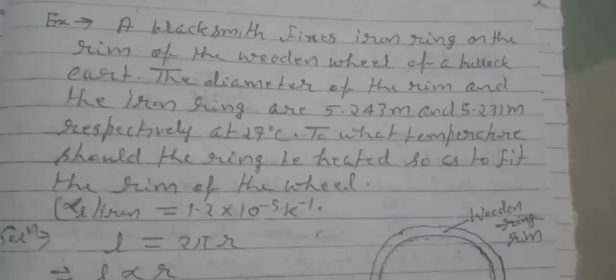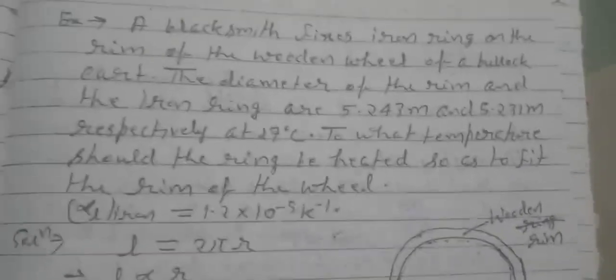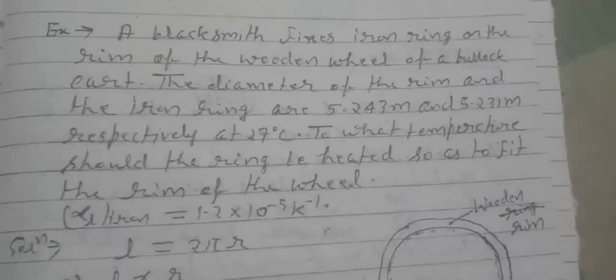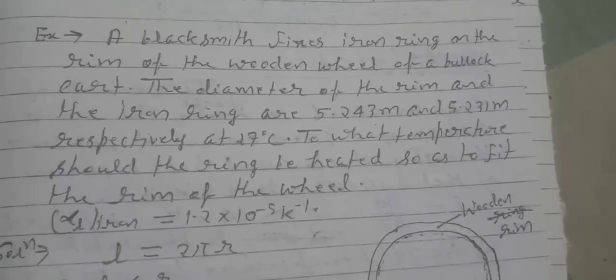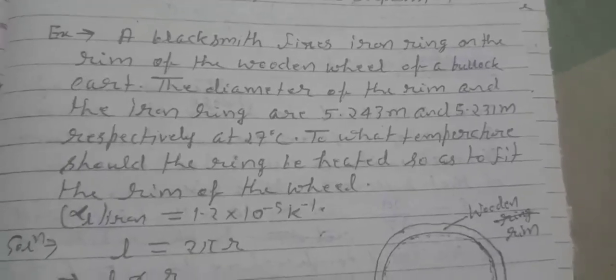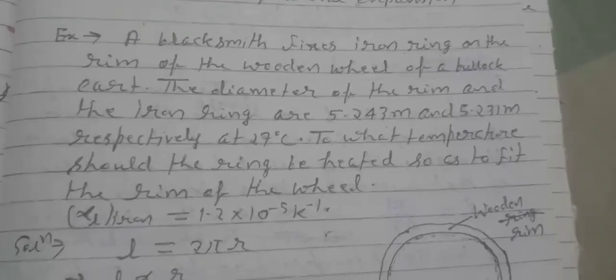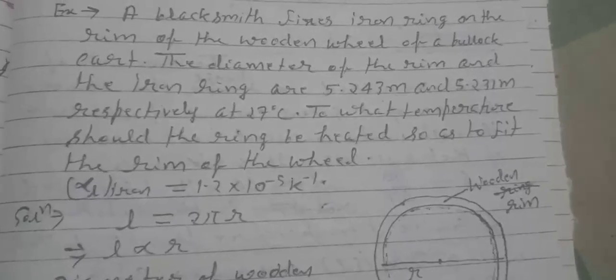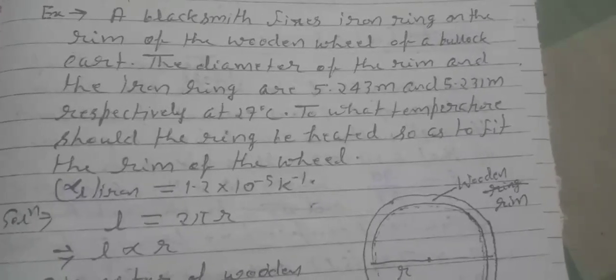Now the next example. A blacksmith fixes an iron ring on the rim of the wooden wheel of a bullock cart. The diameters of the rim and the iron ring are 5.243 meter and 5.231 meter respectively at 27 degrees Celsius. To what temperature should the ring be heated so as to fit the rim of the wheel? The given alpha L for iron is 1.2 into 10 to the power minus 5 per Kelvin.